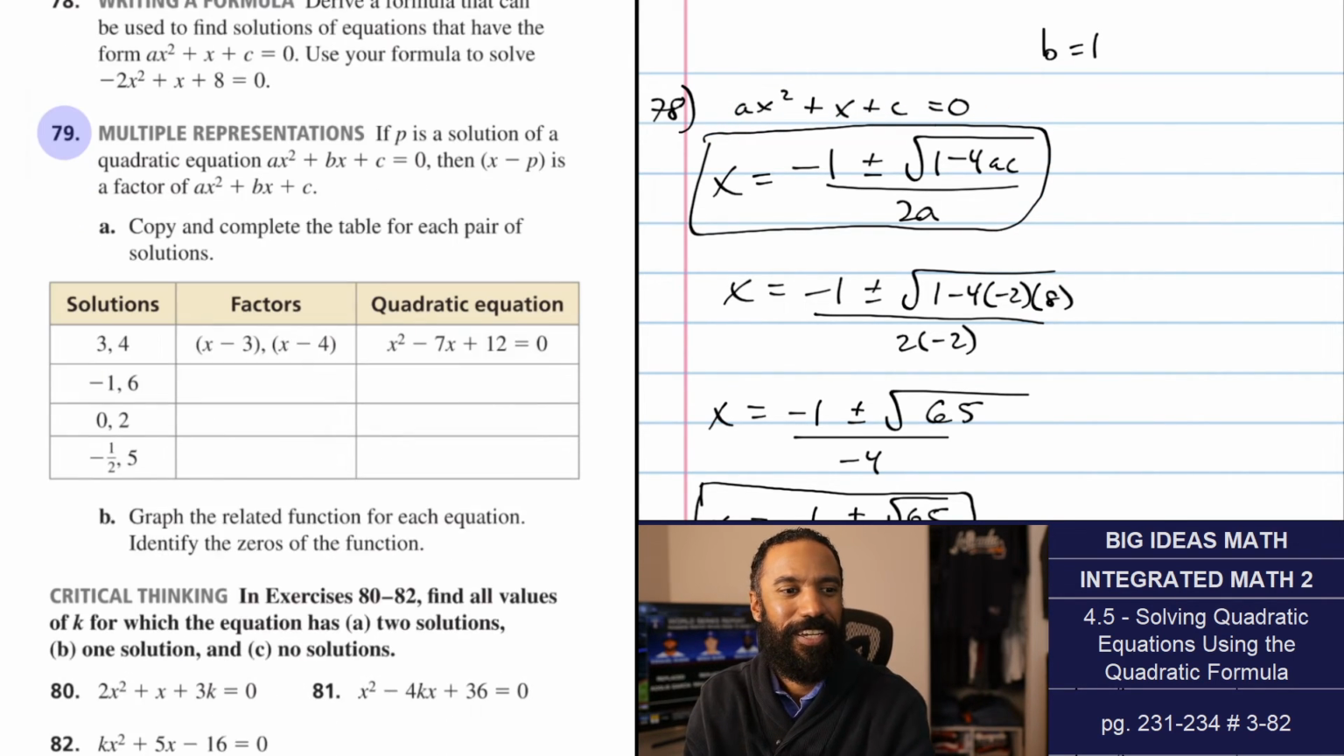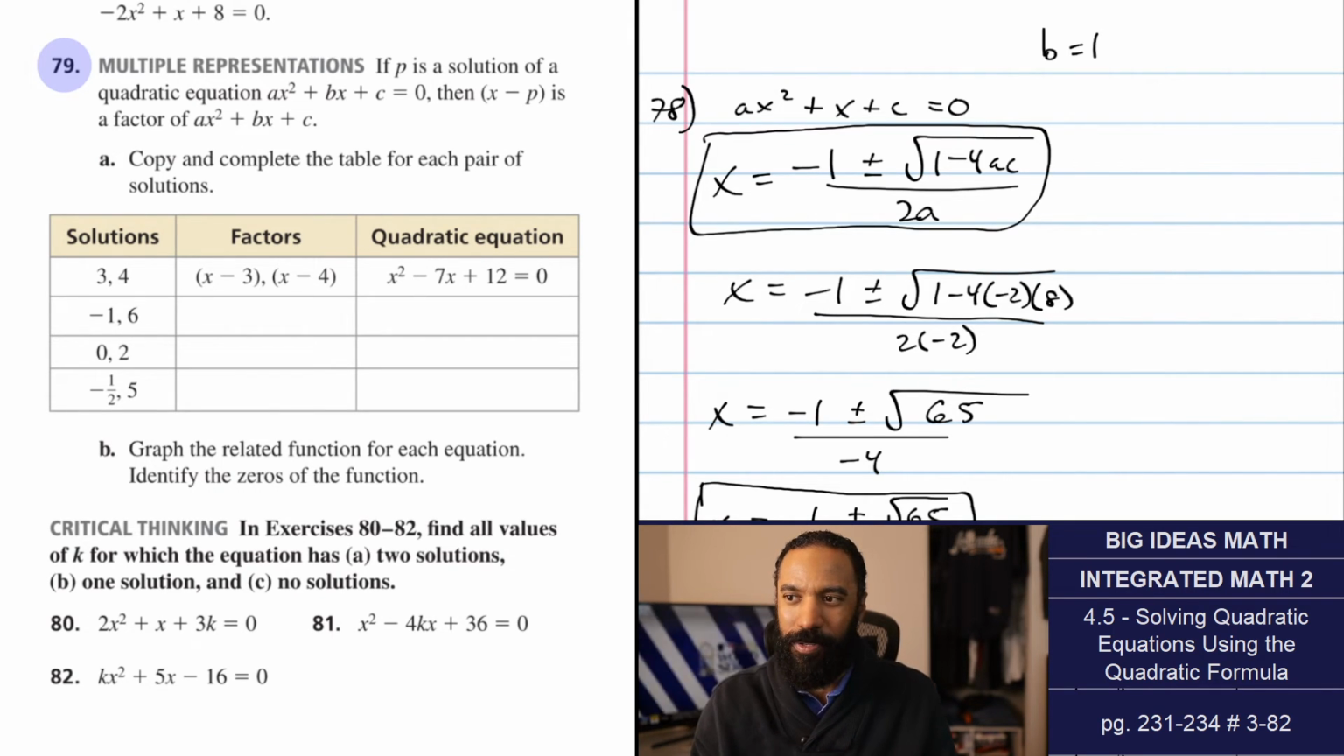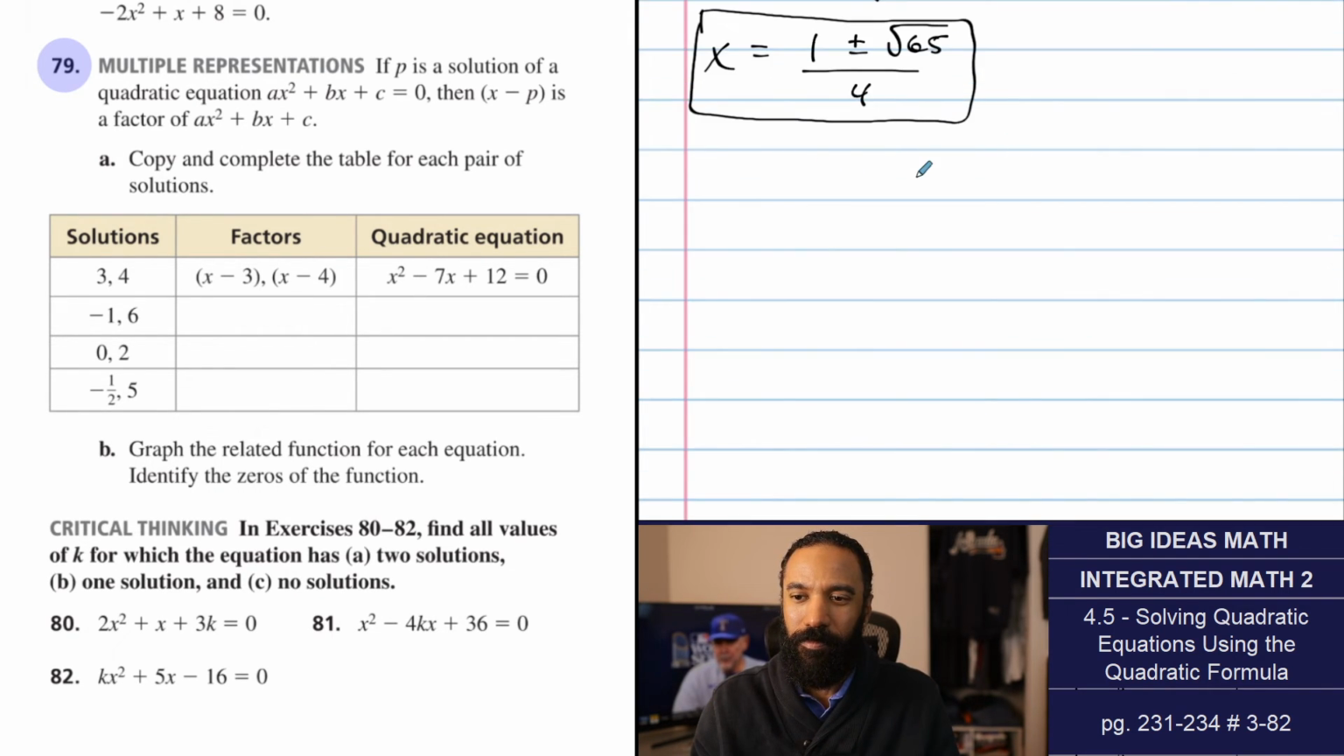And it looks good. All right, number 79, multiple representations. I think 4 more problems?